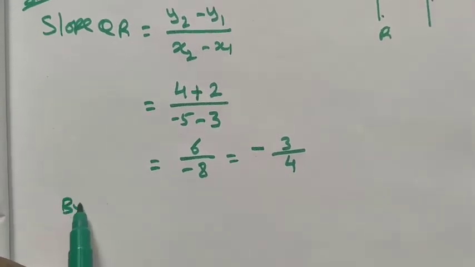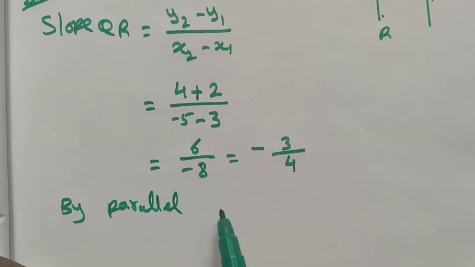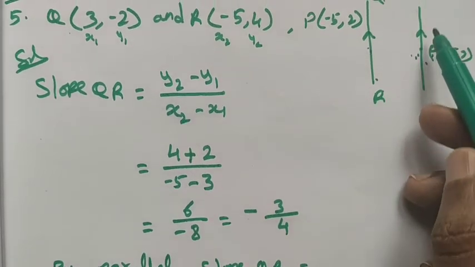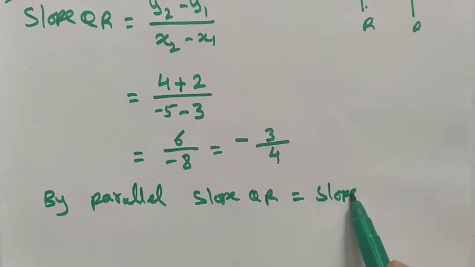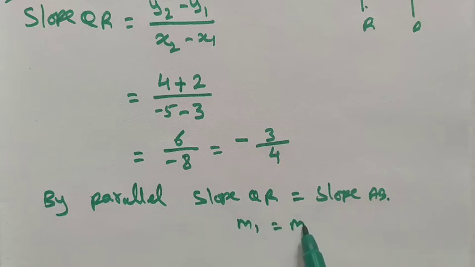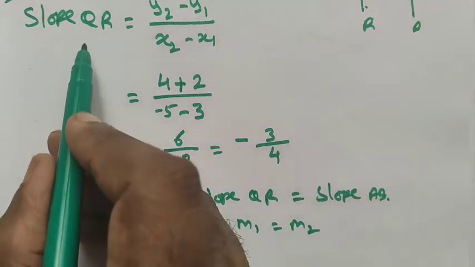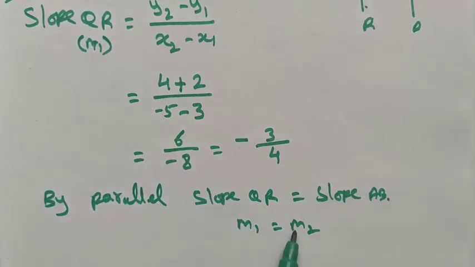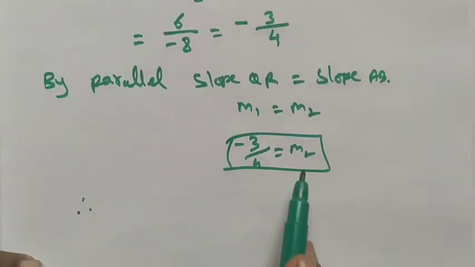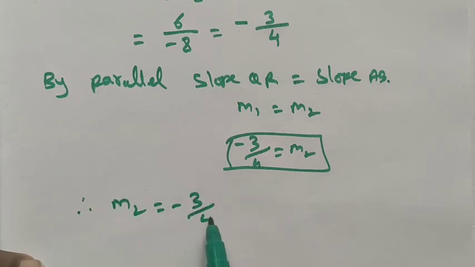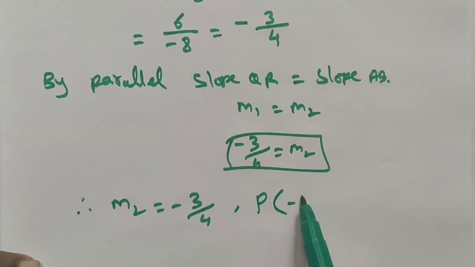By the parallel condition, slope QR is equal to slope of the required line, let me take it as AB. The condition is m1 is equal to m2. If you take this slope as m1, then m2 is also the same. So minus 3 by 4 is equal to m2. Therefore here we know the slope m2 is equal to minus 3 by 4, and one of the points, P, is given as (-5, 2).